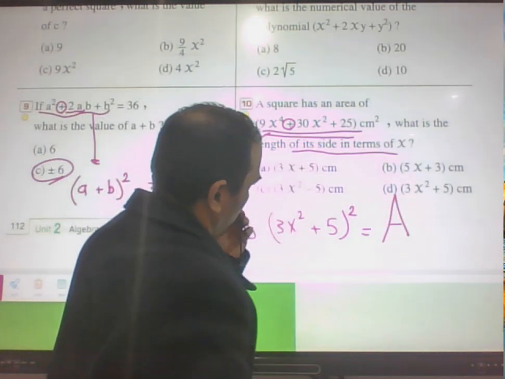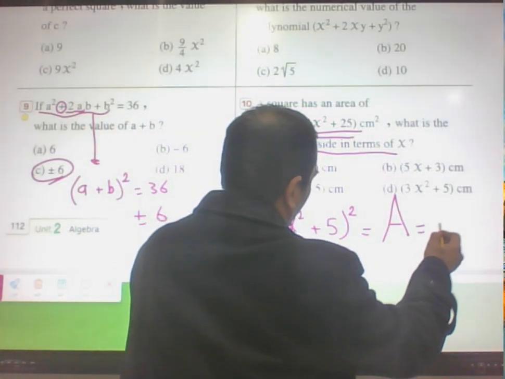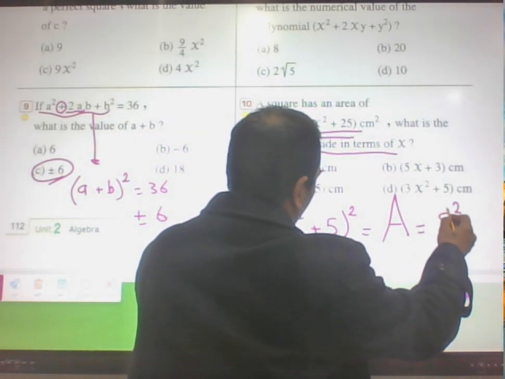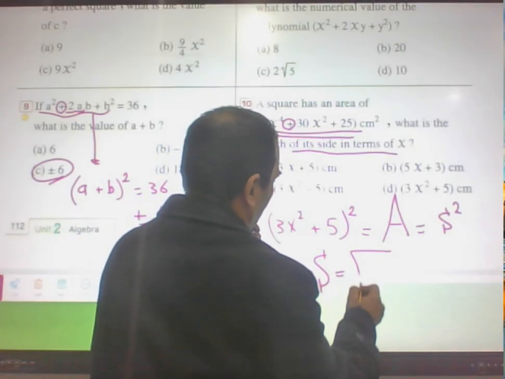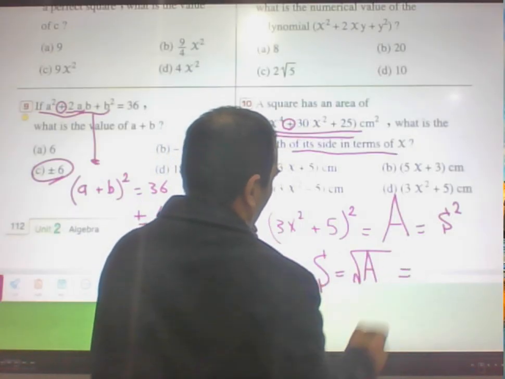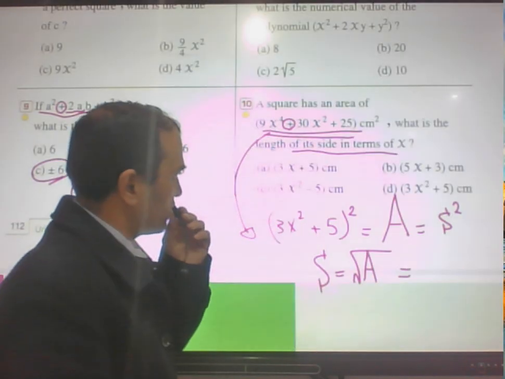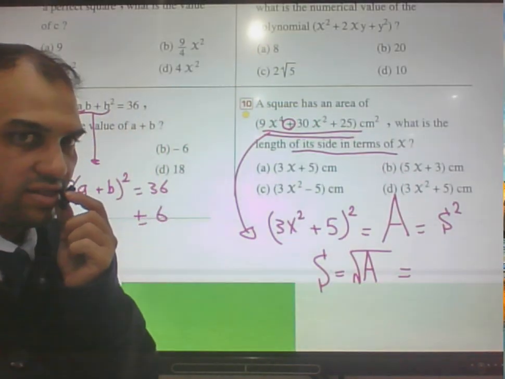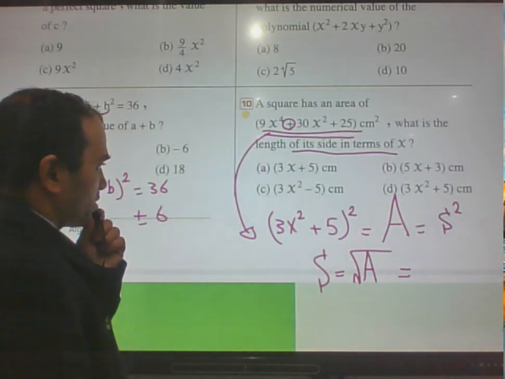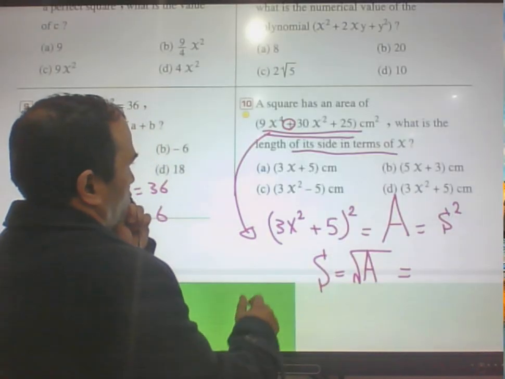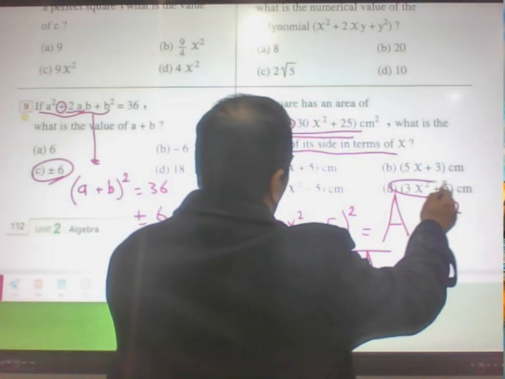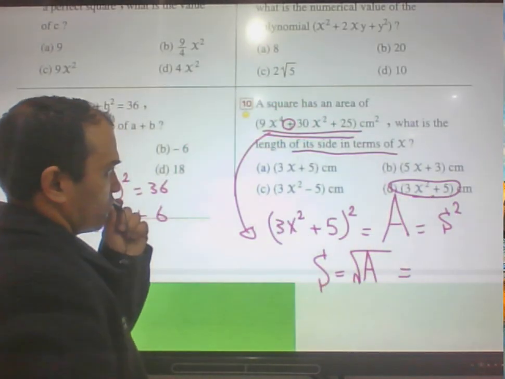Then we can find the side length. We know area equals side times side, or side squared. Then the side length equals the square root of the area. The square root of this number will be 3x² + 5. We can cancel the power 2 here. The answer will be 3x² + 5. The side length is the square root of the area.